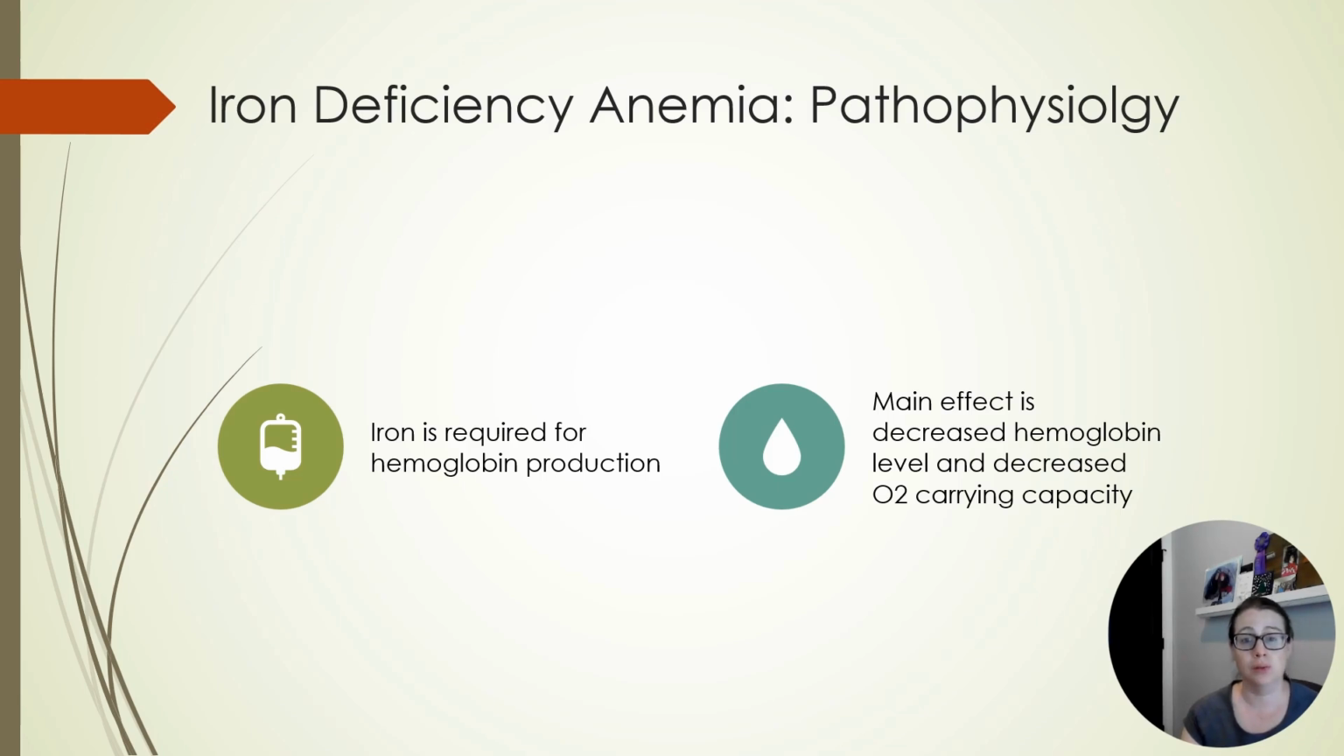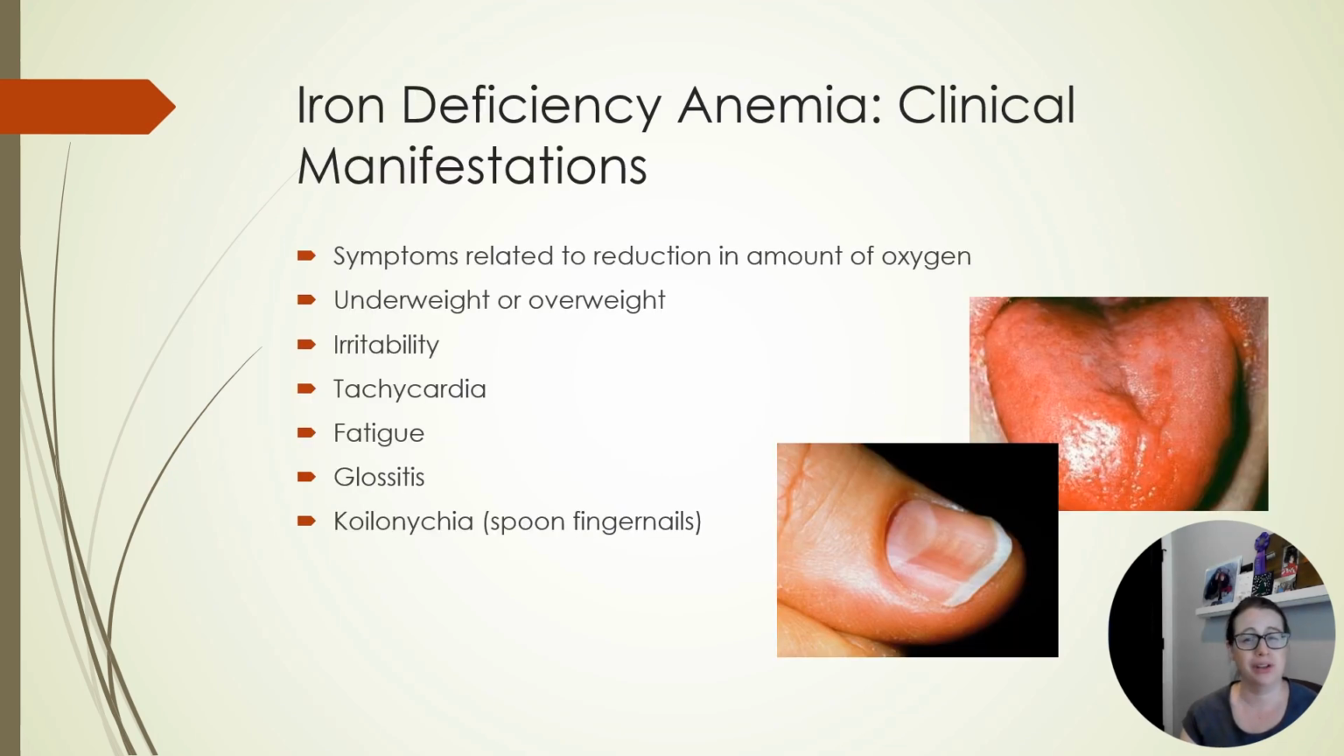So the main effect that you see in iron deficiency anemia is decreased hemoglobin level, which leads to decreased oxygen capacity. Symptoms are often very insidious or of slow onset, and they're very much related to the severity of the anemia. So really, kids can be either underweight or overweight. If they're overweight, that anemia may actually be from excessive milk consumption.